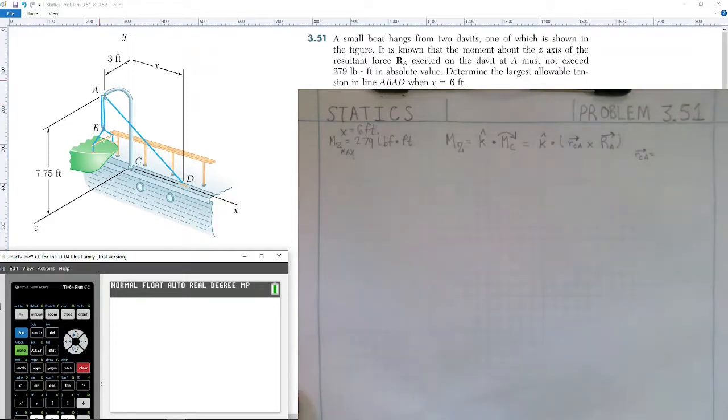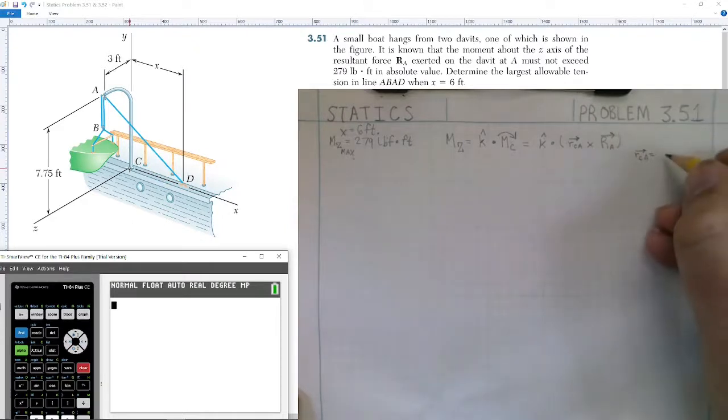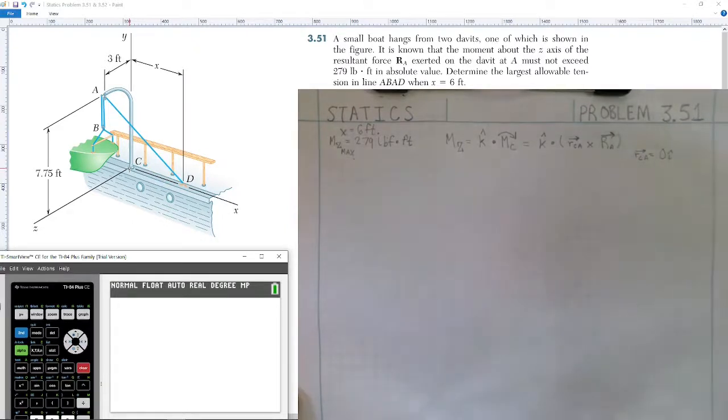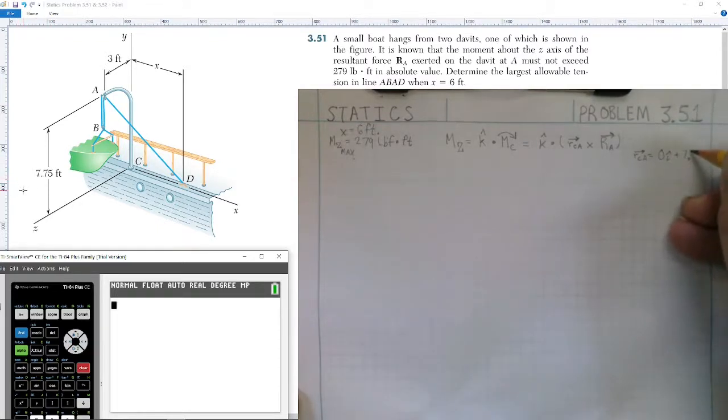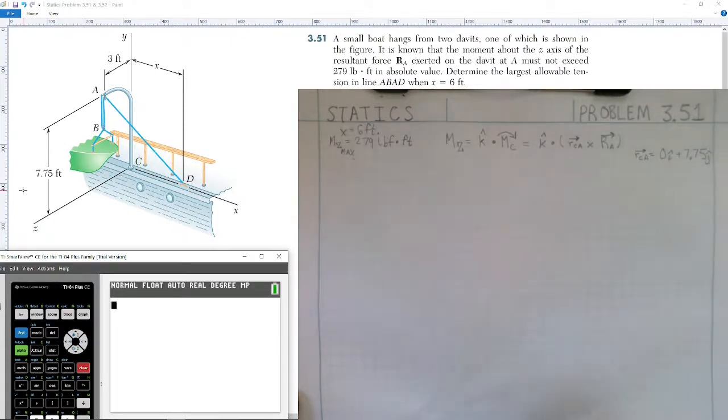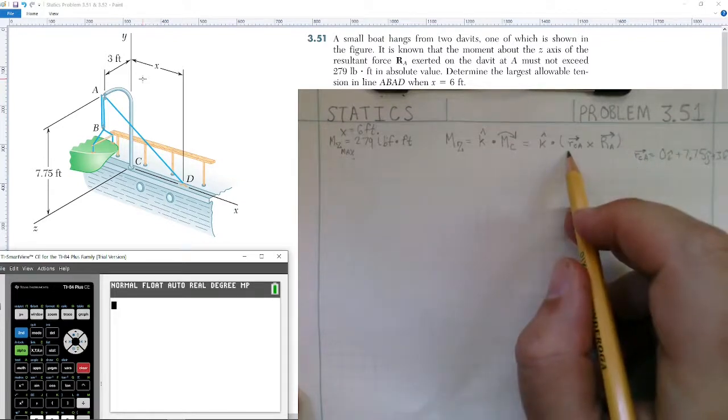Looking at the figure, going from point C to point A, we're going 0 feet in the x-axis, because we're in the same plane, the YZ plane, so it'd be 0 i-hat. We're going up a distance that looks like 7.75 feet in the j-hat direction. And finally, we're going a distance of 3 feet out along the z-axis, coming out of the page. So plus 3 in the k-hat direction. So we have R CA already found.